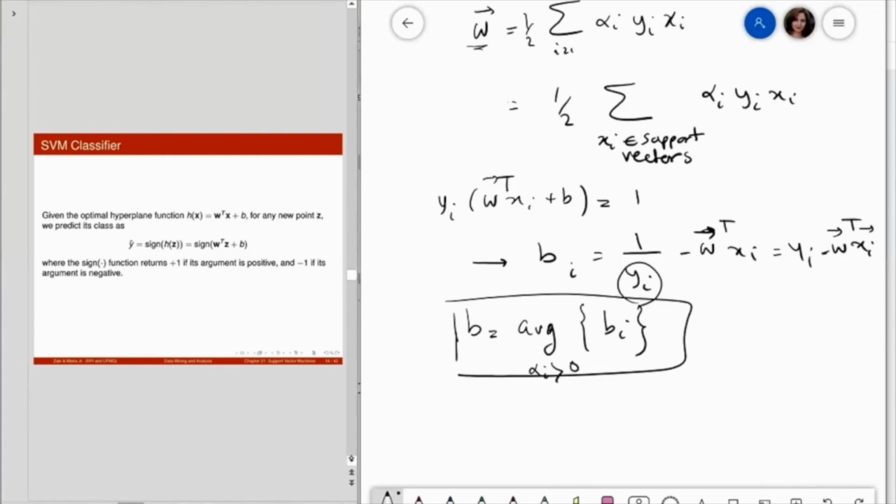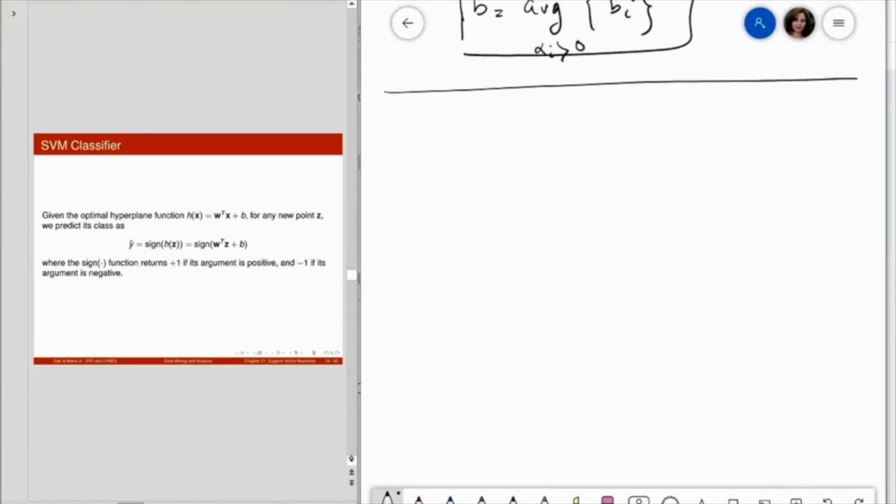Okay, so that's nice. Now I have my W, I have my B, so I have the separating line. I know for any data point X, I can calculate W transpose X plus B. The ones that are on the separating line, this is going to be equal to 0. For the ones that are on the margins or support vectors, this is going to be equal to 1 or -1.